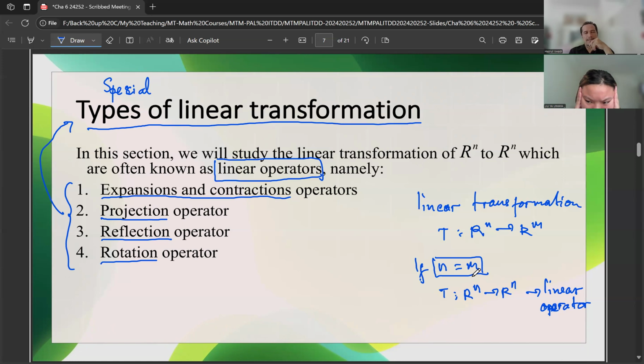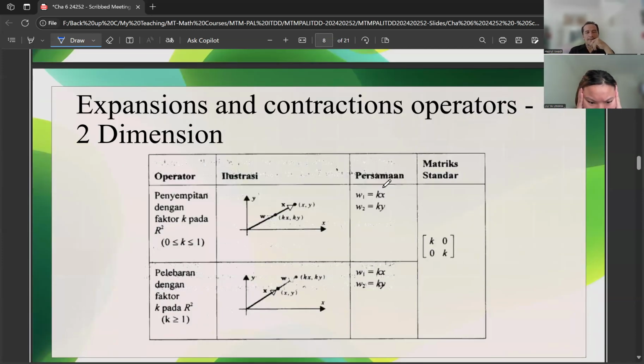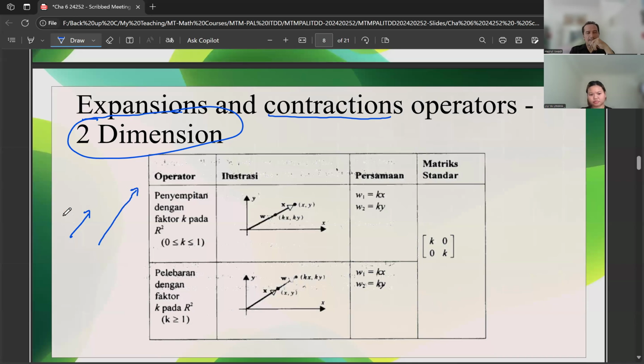Okay, so we will talk about four special types of linear transformation, and especially we call them special types of operators. Okay, we can illustrate the expansion and contraction in two dimensions. It means that we have vectors, and these vectors can be contracted or expanded. This is U, and this is the expansion of U, or we can contract.